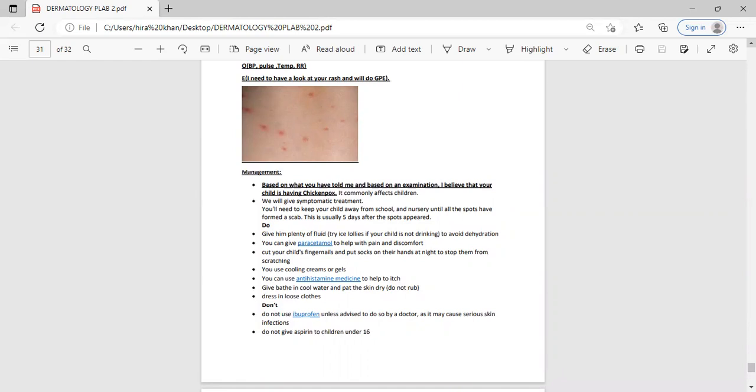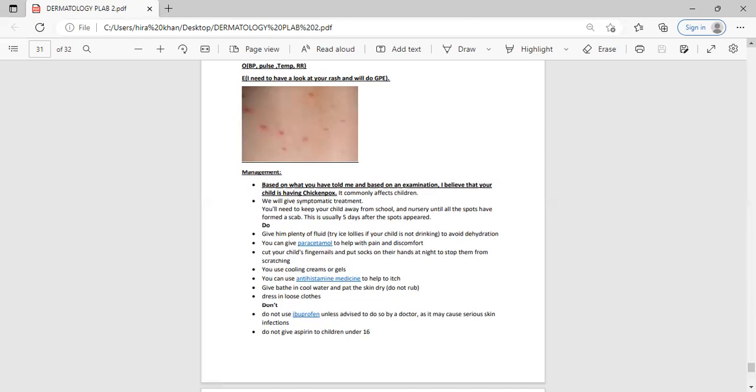Are you following me? There are a few do's and don'ts that are really important. Please give plenty of fluid to your child to avoid dehydration, because there is a risk of dehydration. You can give paracetamol to Joshua to help with the pain and discomfort. Cut your child's fingernails and put socks on their hands at night to stop them from scratching. Otherwise, they might develop scarring.